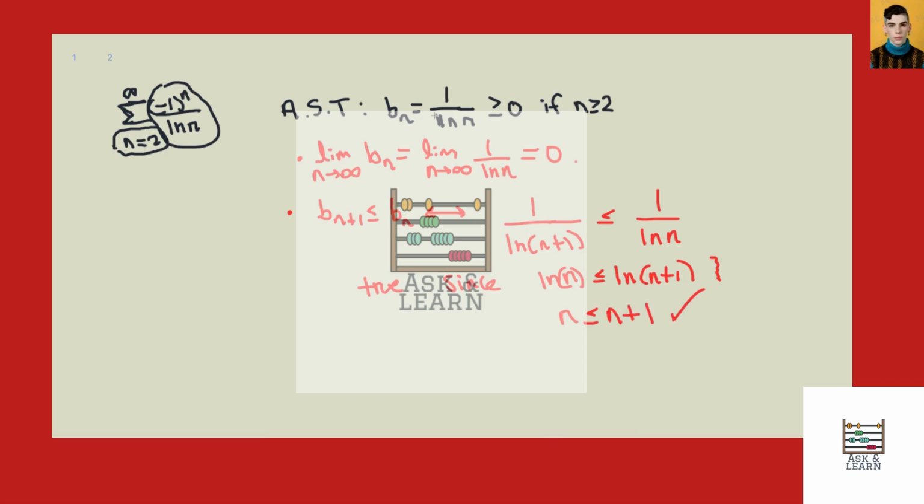So we have that the Bn's are positive, that their limit is 0, and that the sequence is decreasing. So we conclude that the series is conditionally convergent.